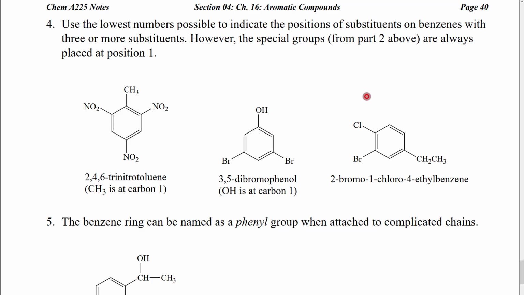Finally, here we have a molecule that doesn't have any special groups on it. In that case, we're going to try to put the groups at the lowest numbers possible, or as we discussed earlier, we're going to look at the different ways we could number it, and we're going to find the one where the first locant that's different comes at the lowest number. In this particular case, we're going to start numbering at the chlorine, go toward the bromine, and end at the ethyl. So we'll then list those in alphabetical order. So bromine is on carbon 2, so 2-bromo, then 1-chloro, and then 4-ethylbenzene.